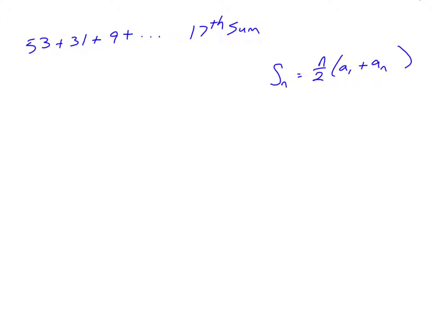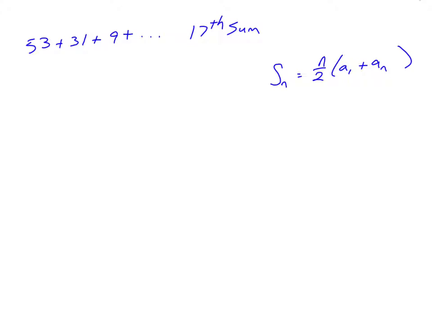The first formula is S sub n equals n over 2 times a sub 1 plus a sub n. So what does S sub n represent? Sum. What does n represent? Number of terms. A sub 1 is the first term, and a sub n is the last term. Okay, so there's that one.